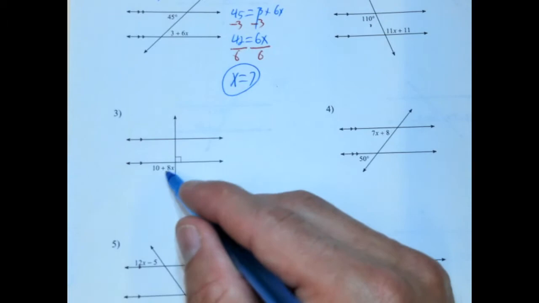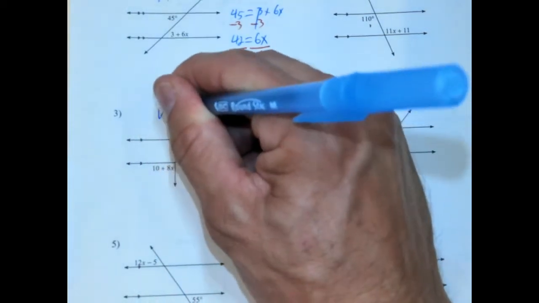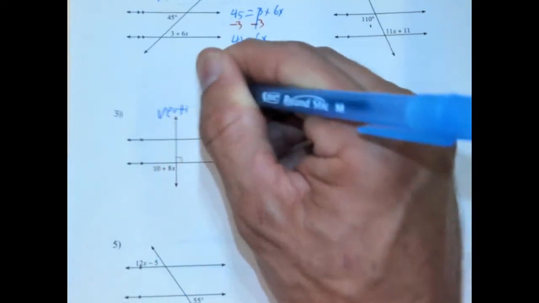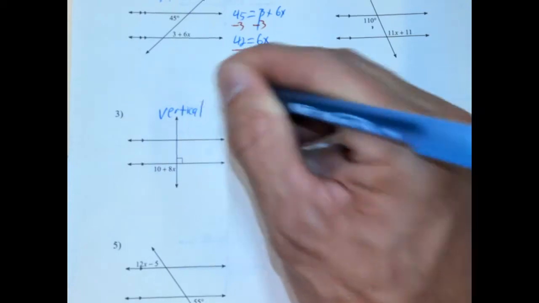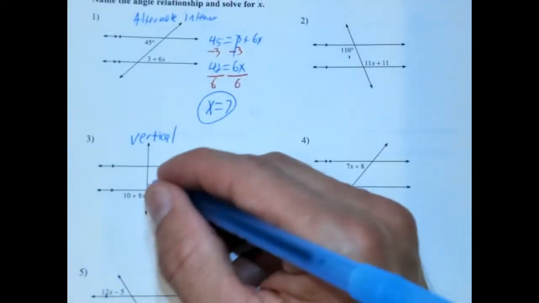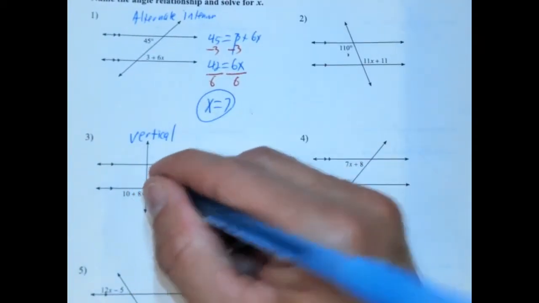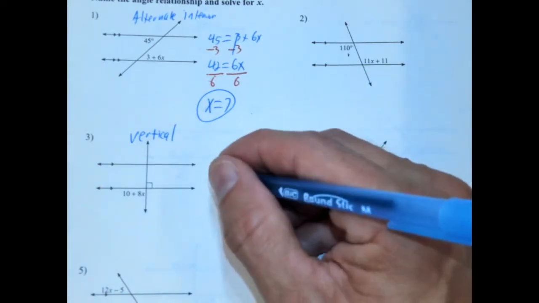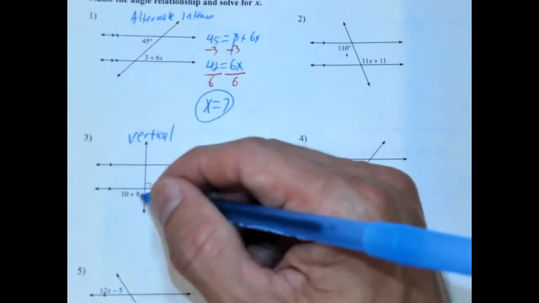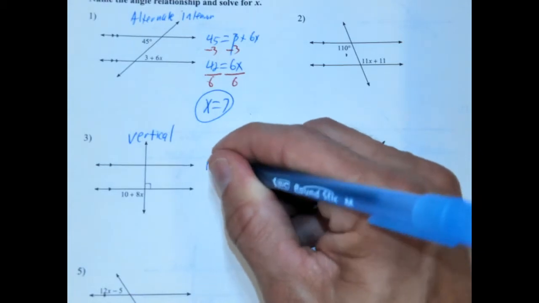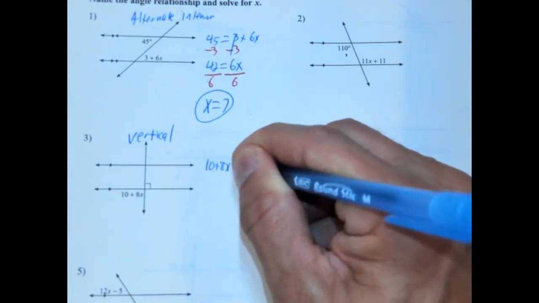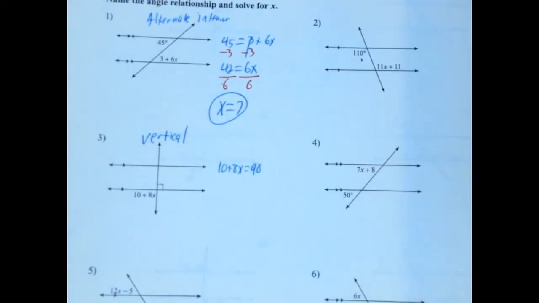These are going to be vertical angles, okay? They're non-adjacent angles formed by two intersecting lines. Vertical angles, and they're going to be congruent. So this notation means 90 degrees because it's a right angle. Fun fact, that means this line's perpendicular, right? So 10 plus 8x equals 90, and that means we're going to go ahead and solve this algebraically.